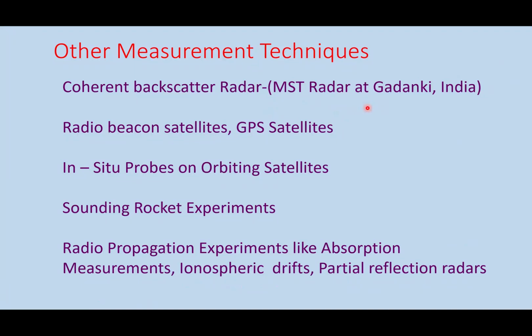The ionosonde is based on reflection. Incoherent scatter depends on scattering by individual electrons. This is scattering by electron density structures or irregularities in the medium. We have one such similar radar, which is called the MST radar at Gadanki in southern India. It can study not only the ionosphere but also the mesosphere, stratosphere, and troposphere. That's why it is called the MST radar.